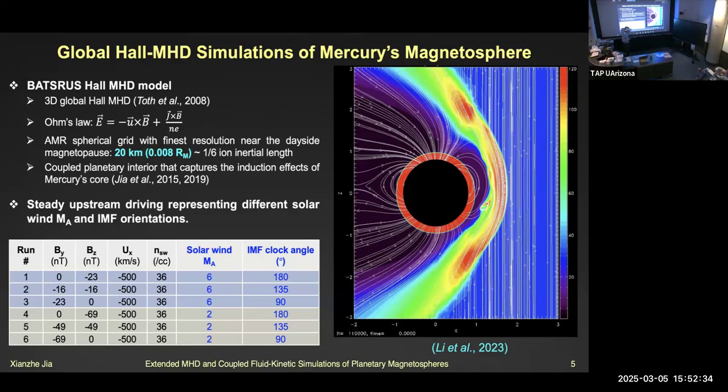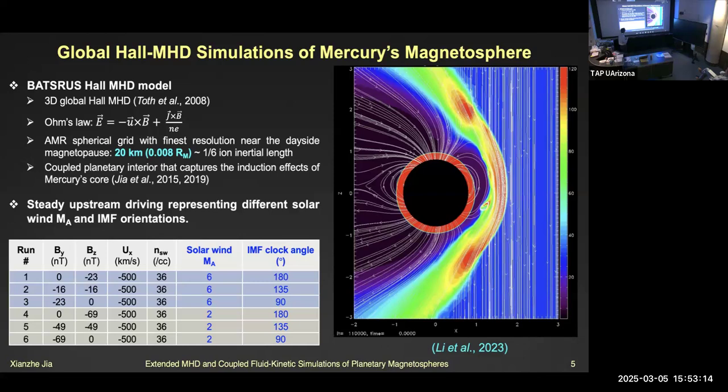So that's why we decided to try Hall MHD first within our BATS-R-US MHD code developed at Michigan, part of the space weather modeling framework. And the setup is relatively straightforward. But one key thing I want to emphasize is that to really resolve the Hall effect, you have to go down in resolution to below the ion inertial length. The grid resolution we have placed near the upstream magnetopause is 20 kilometers, which is about 1/6 of the ion inertial length in that region. That means we have 6 grid points for 1 ion inertial length. That is perhaps reasonably good to capture the ion scale.